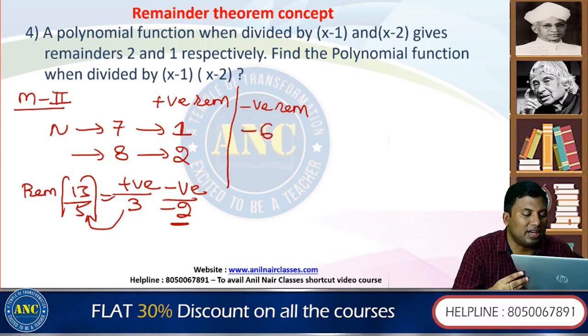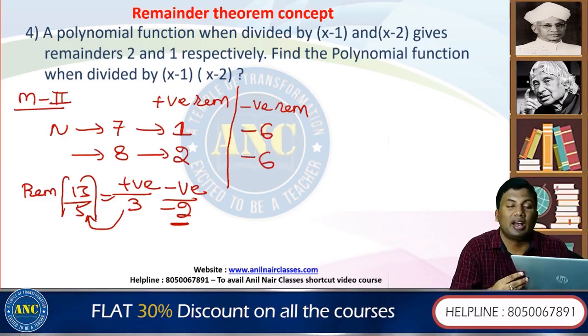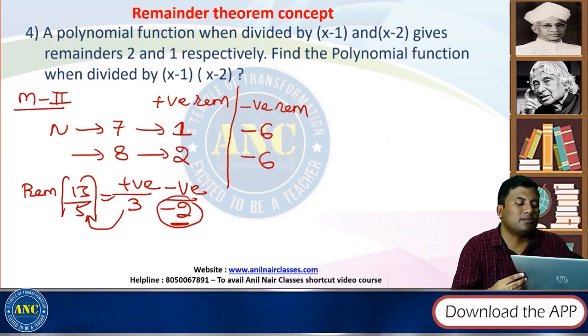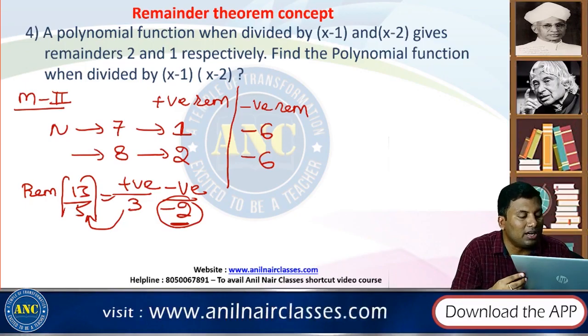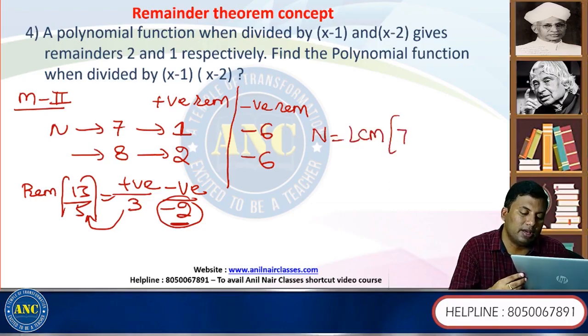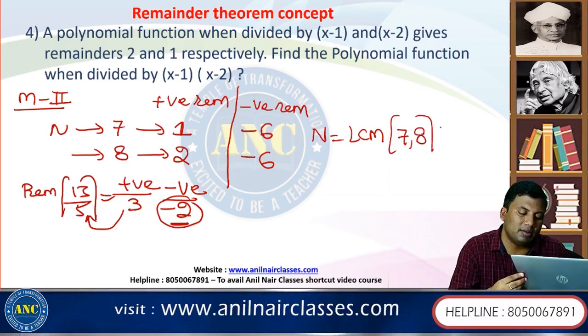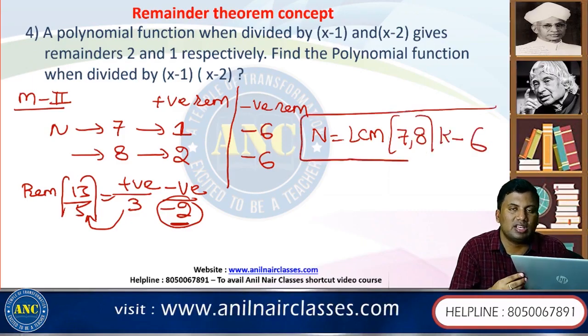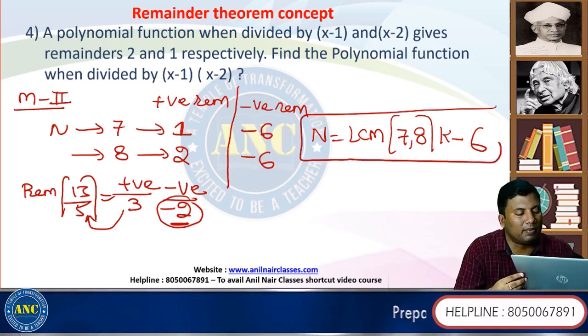1 minus 7 is minus 6. 2 minus 8 is minus 6. I hope it is clear. So the number form is nothing but the number should be divisible by 7 and 8. LCM of 7 and 8. Negative remainder is the same. So LCM of 7 and 8 into k minus 6.